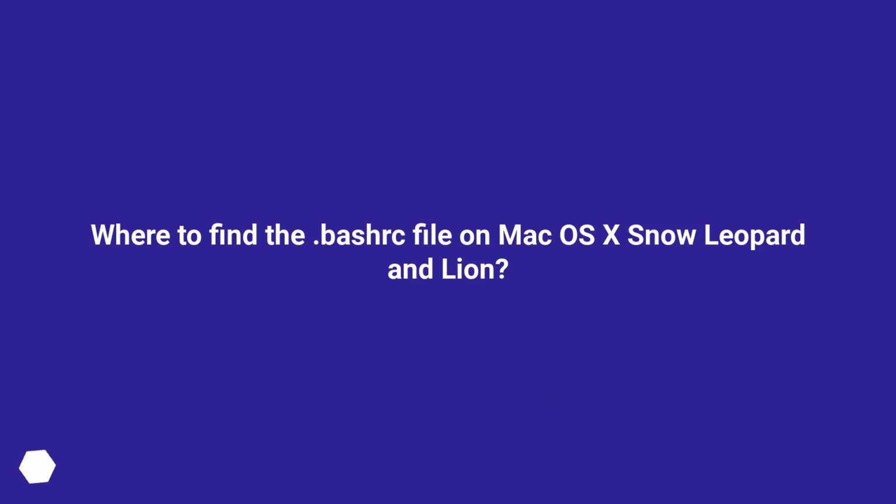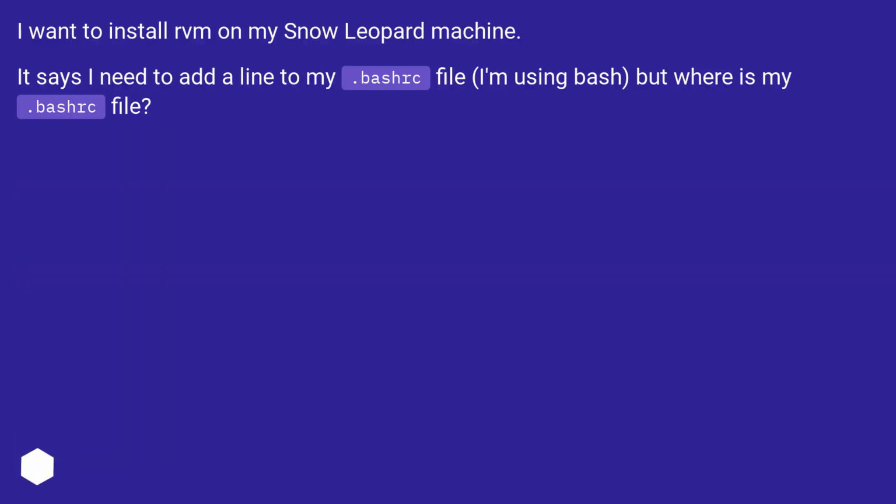Where to find the .bashrc file on Mac OS X Snow Leopard and Lion? I want to install RVM on my Snow Leopard machine. It says I need to add a line to my .bashrc file. I'm using bash, but where is my .bashrc file?